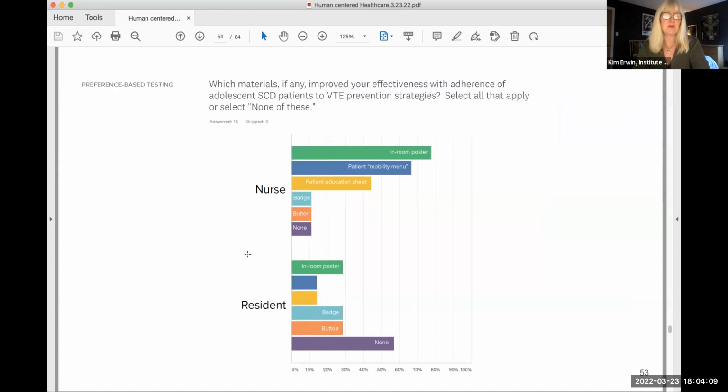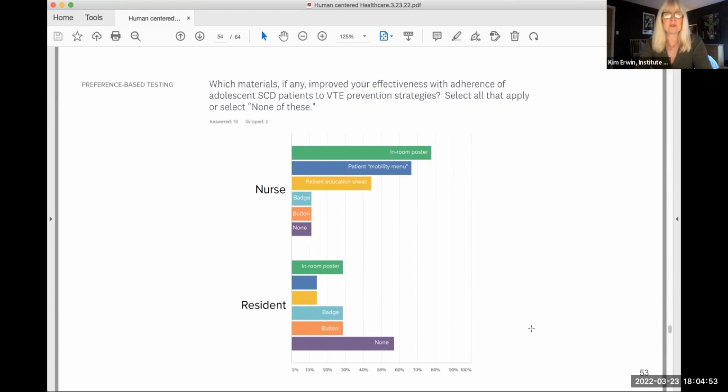Here are the outcomes of this particular pilot. We put out a pre and post pilot survey. So we pilot tested for 6 weeks. In our preference-based testing, we said, which of the materials improved your effectiveness with adherence of the sickle cell patients, especially the adolescent sickle cell patients. You could see the nurses in-room poster was the top and the mobility menu was the second. Residents, interestingly, a good number of them said none. And that is because we did not succeed, or the physician leadership did not succeed, in engaging residents as part of the blood clot prevention effort.